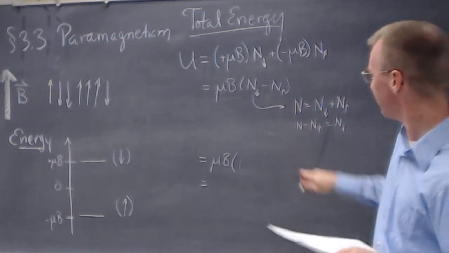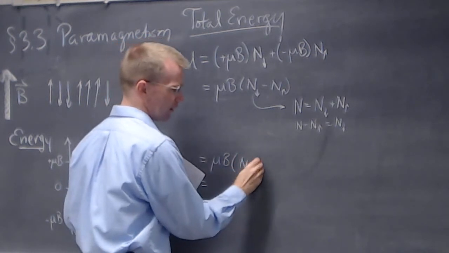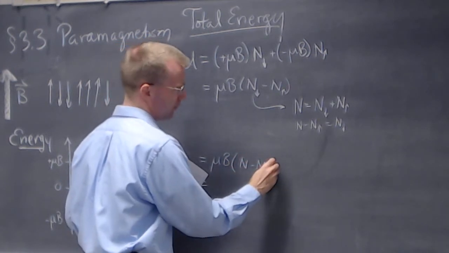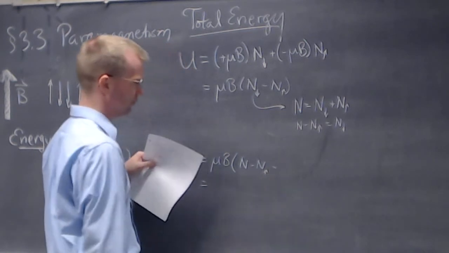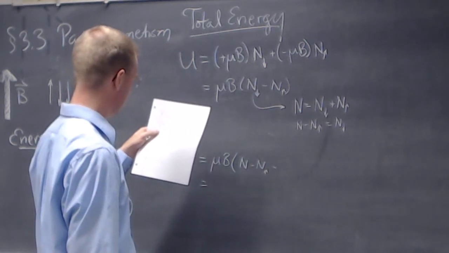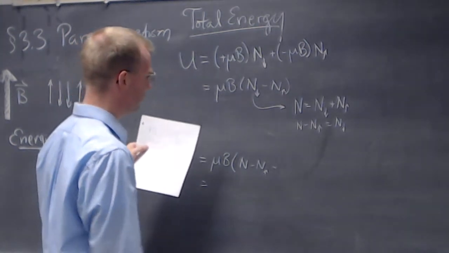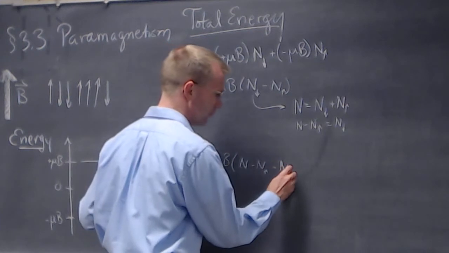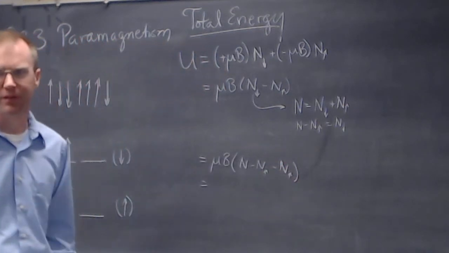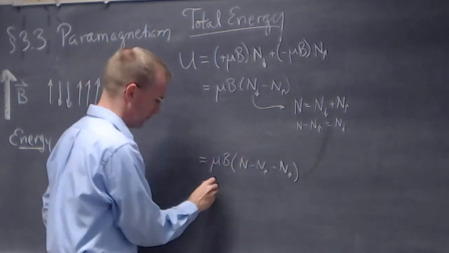Now, I use that in here. So I've got n minus n up minus, hold on a second. Yeah, okay, that's right. Good. Fine. Now I've got n minus 2 times n up.